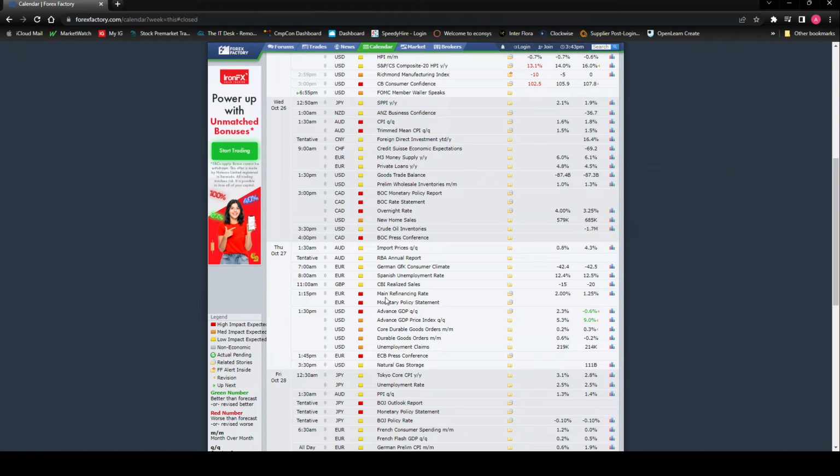What about Thursday? I think these can be quite important. Main refinancing rate and monetary statements. These have a high impact. We also have the advanced GDP. Again, there's a lot of news happening in the US at 1:30 p.m. So we're going to add these ones in. So these will be at 1:15 p.m. on the 26th.